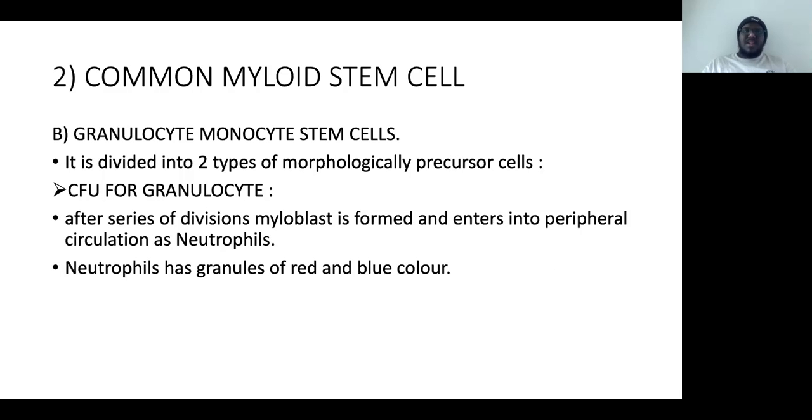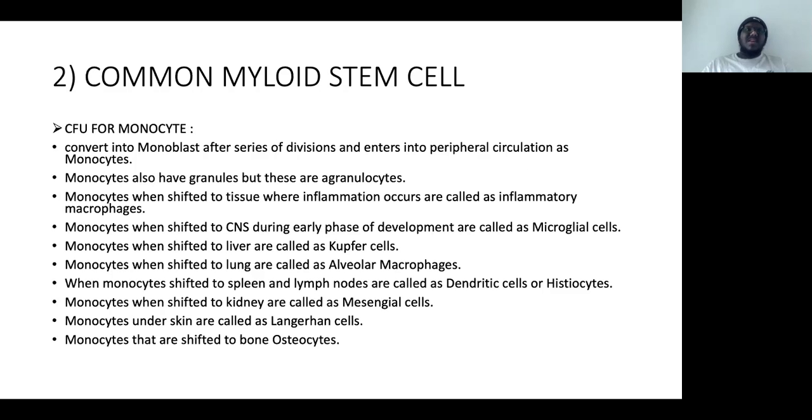Next is the granulocyte monocyte system of stem cells. It is divided into two types of morphologically recognizable precursor cells. The first is CFU for granulocyte. After a series of divisions, myoblast is formed and enters peripheral circulation as neutrophils, with granules of red and blue color. Next is CFU for monocyte. It converts into monoblast after a series of divisions and enters peripheral circulation as monocytes.